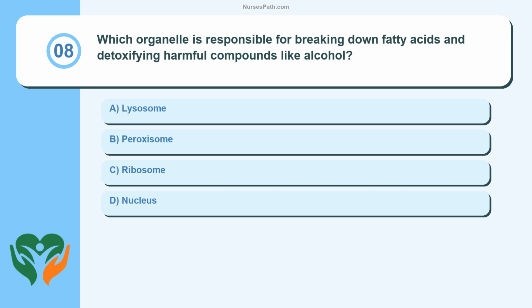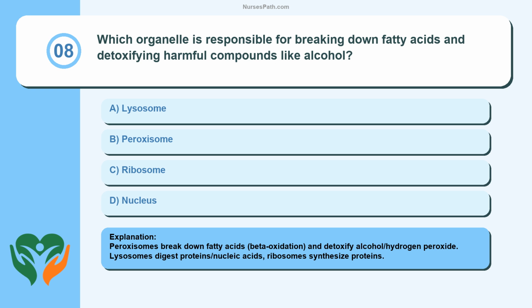Question 8. Which organelle is responsible for breaking down fatty acids and detoxifying harmful compounds like alcohol? Lysosome, peroxisome, ribosome, nucleus. Peroxisomes break down fatty acids, beta oxidation, and detoxify alcohol and hydrogen peroxide. Lysosomes digest proteins and nucleic acids, ribosomes synthesize proteins.